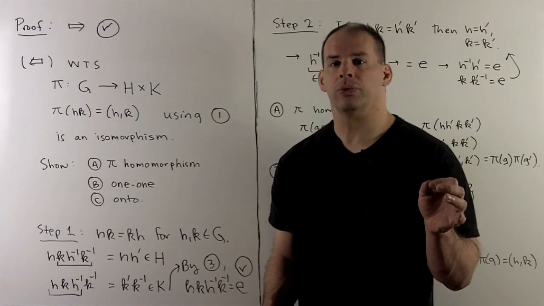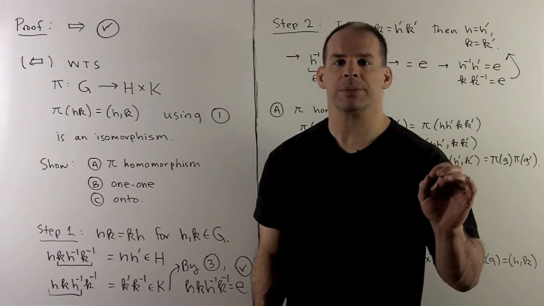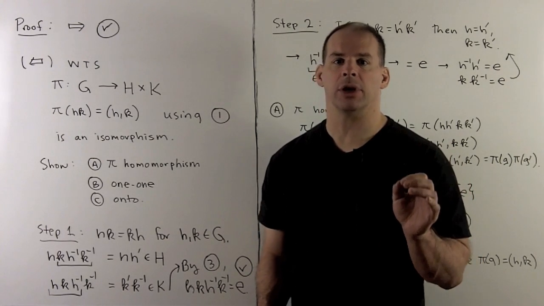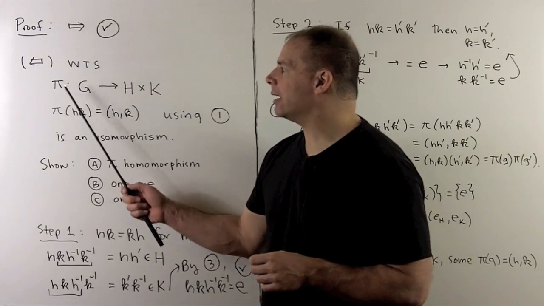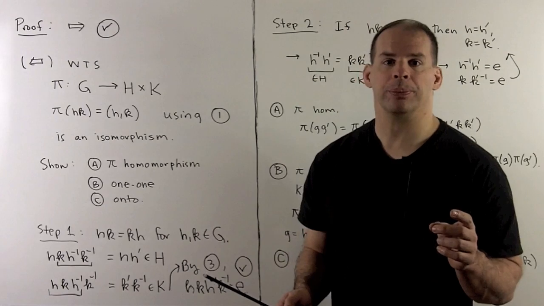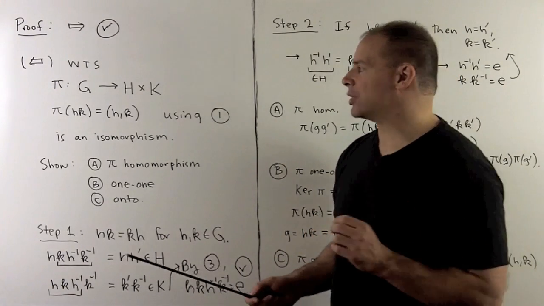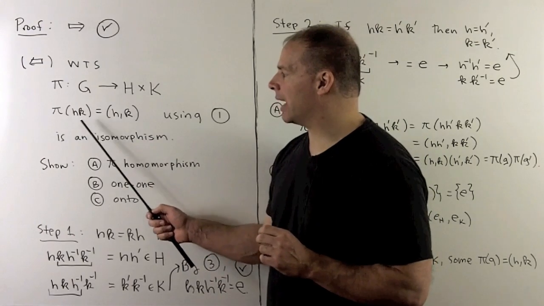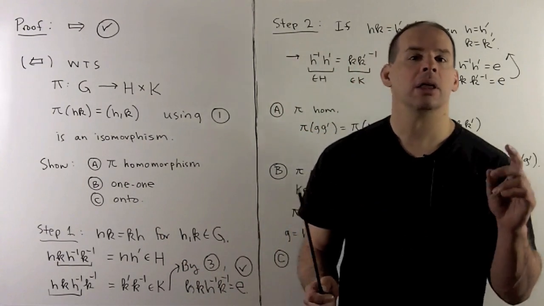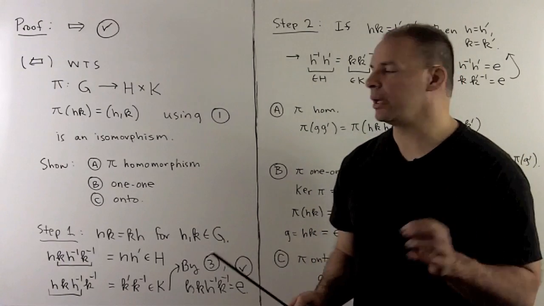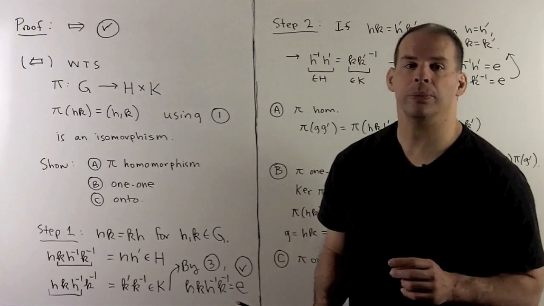Now, for the proof, the direction going from the direct product to the three conditions is straightforward, so I'll leave it to you. In the other direction, I want to show that our map pi is an isomorphism. We need to show a few things. First, we have to show that pi is well defined, meaning it doesn't depend on the choice of h or k. Then we'll have to show the isomorphism property, which means homomorphism, one-to-one, and onto.